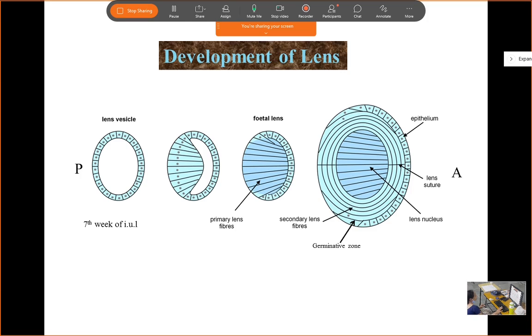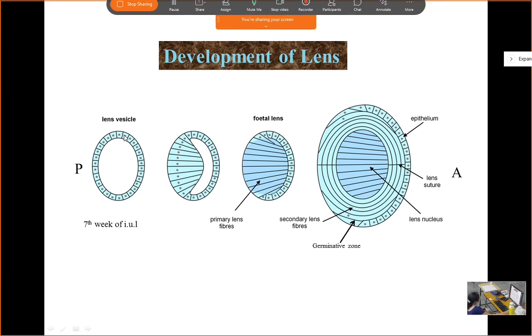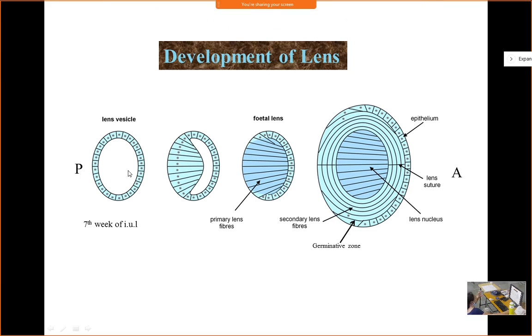Okay. Then the lens is also developing at the same time. Already you know that the lens vesicle is formed by the invagination of the lens placode, and ultimately they join with each other and are separated from the surface ectoderm, forming the lens vesicle. That is about the 7th week of intrauterine life.